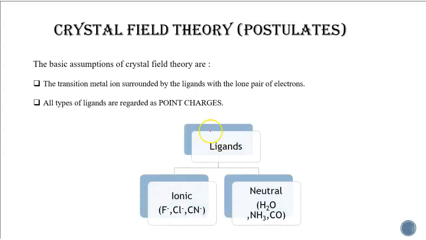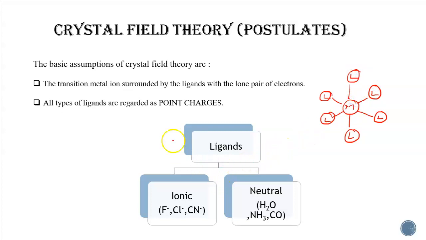The transition metal ion is surrounded by ligands with a lone pair of electrons. What they are trying to say is that the metal, particularly a transition metal having d orbitals, 3d, 4d, 5d, it could be any, basically should be a transition metal. It is surrounded by ligands. Whichever ligands surround it should have a lone pair of electrons available for donation to the metal. All types of ligands are going to be regarded as point charges. Not just ligands, your metal as well is going to be regarded as a point charge.